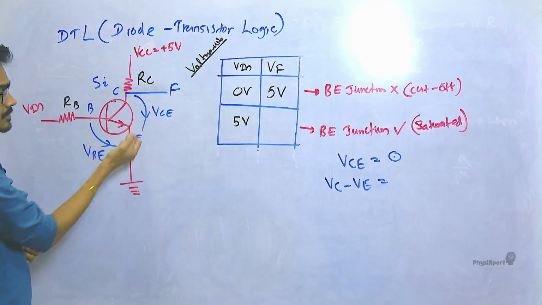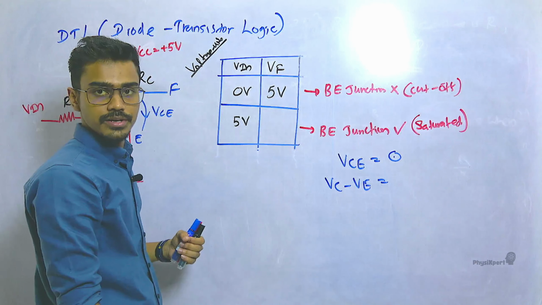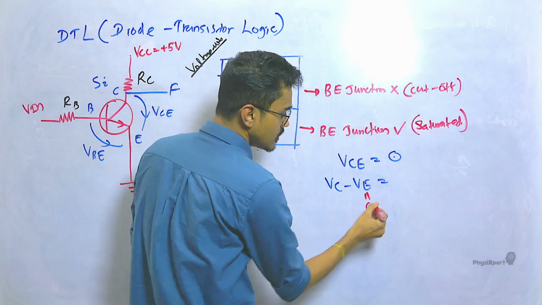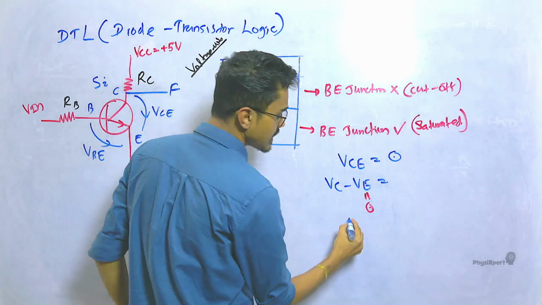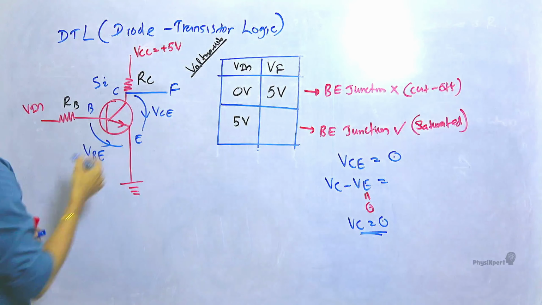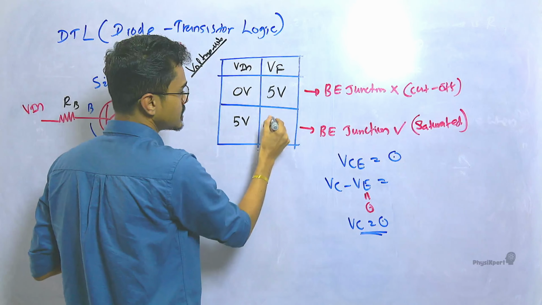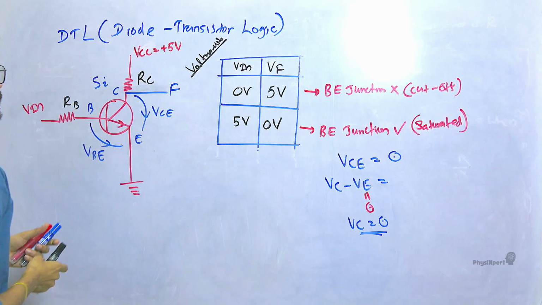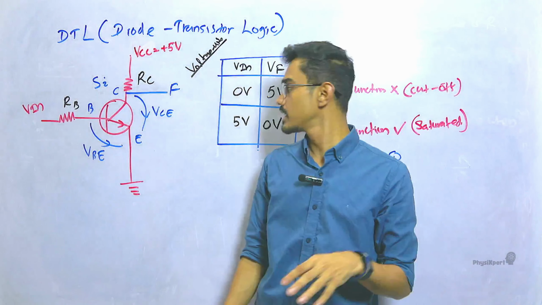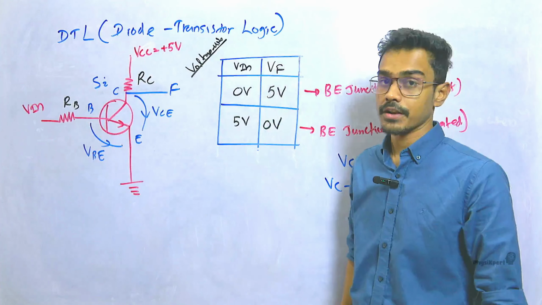Now we can check from this side. We know the emitter is grounded. Since the emitter is grounded, VE here is 0. Then VCE equals 0 means VC equals 0. Now VC is my VF, output is taken from VC. Then this becomes 0. Which means the functioning of a transistor as a switch is exactly equivalent to, this is a very familiar one, a NOT gate.